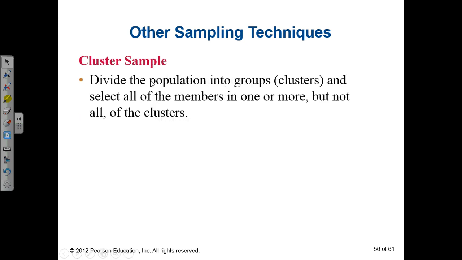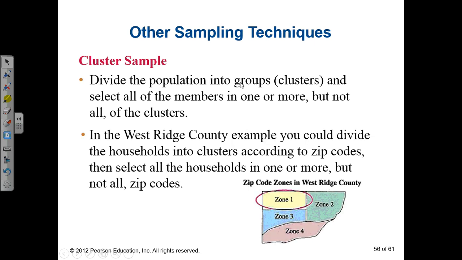Now a cluster sample, you begin the same way. You divide the population into groups. Then you randomly select groups and choose all from the selected groups. Often done when you're doing surveys that you have to drive to them. So suppose I divide the county up into zones. I randomly select several zones, and then every household in that zone is going to be in my sample.